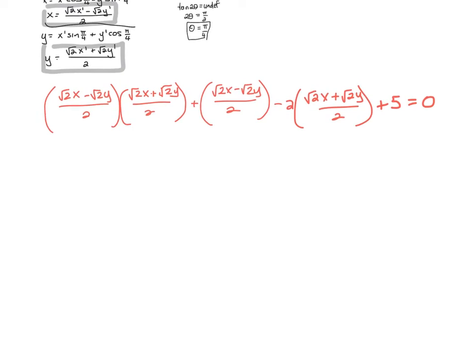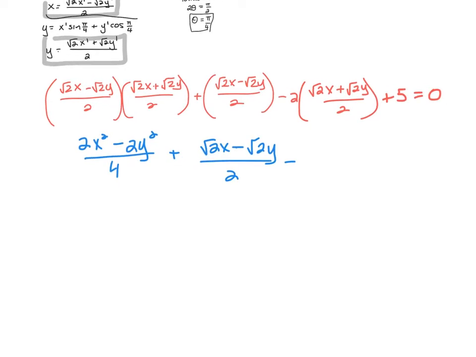So I plugged it in. The first one is that difference of 2 squares shortcut. So I square the first term, that's 2x, and I square the last term, put a minus between them, that's 2x squared and 2y squared, and that would go over 4 plus root 2x minus root 2y over 2 minus, and actually what you could do before you even do that is multiply everything.